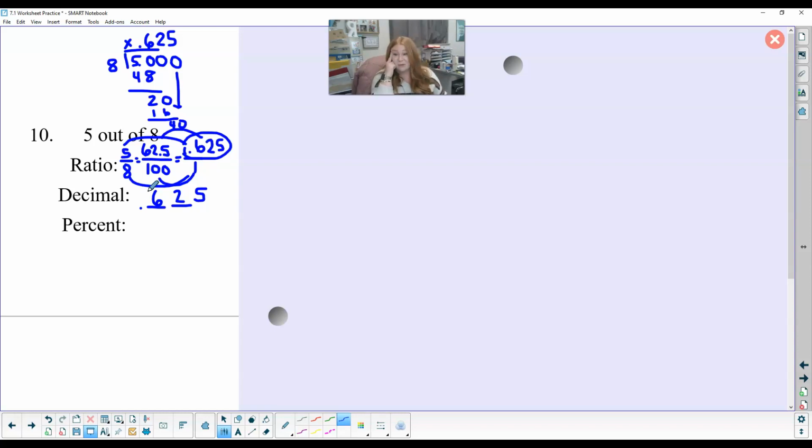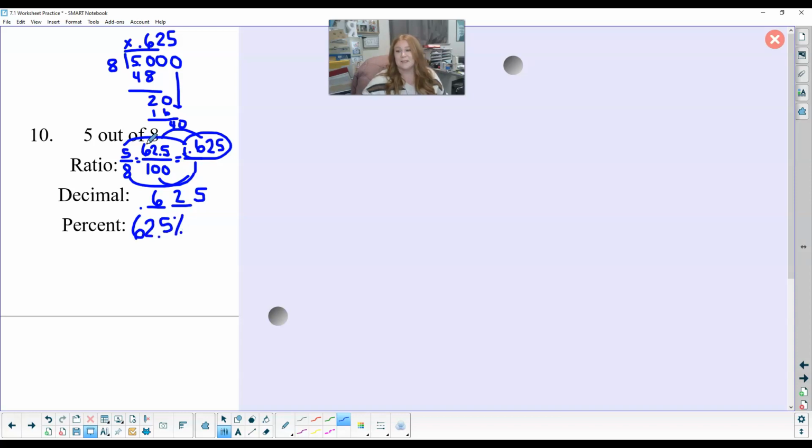But this decimal is here. This is 62 hundredths, with another half of a hundredth. So 625 thousandths is our decimal. So now my percent, I'm making it 100 times bigger.